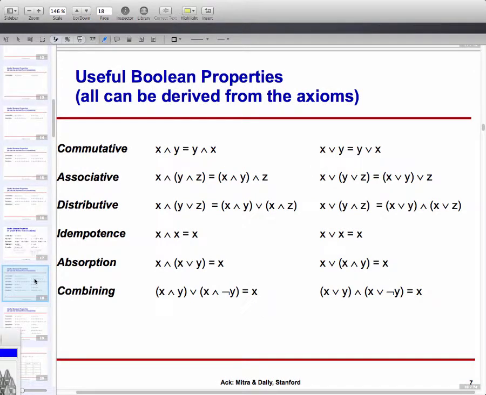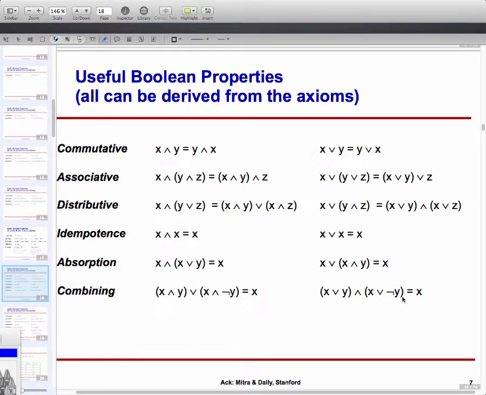Another property, combining. The combining property says x and y or x and not y is x. So it's basically saying if I combine x with y as well as with the negation of y, then I get back the x. Another way of thinking is, if x is 0 and y is 1, and we are also covering the other case, x is 0 and y is 0, then I've covered both the cases of y, and it kind of cancels out. So we can factor out y and we are left with x.